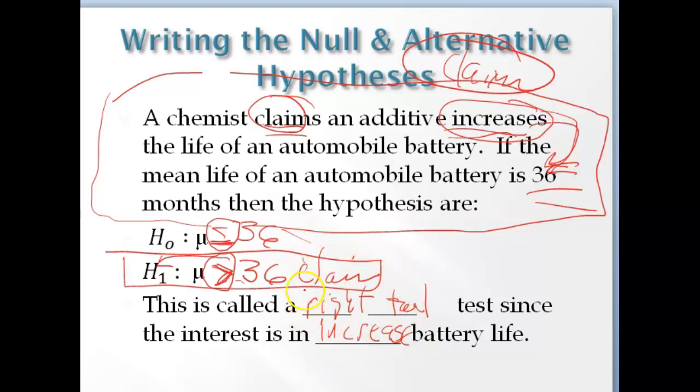And that's going to be very important later on when we actually start testing hypotheses. We're not actually testing hypotheses here. The only thing that we're doing is identifying the null and alternate hypothesis, which is a very important part of that procedure. But this is a right tail test because it reads something is greater than some number.